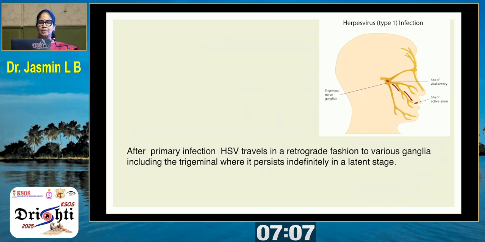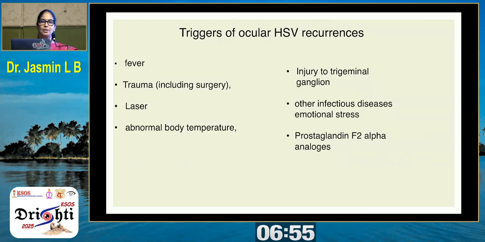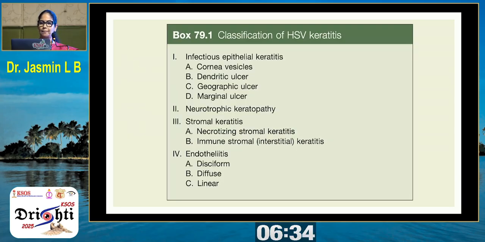After the primary infection, HSV travels in a retrograde fashion to various ganglia, including the trigeminal ganglia, where, when host immunity decreases, reactivation occurs and causes recurrent infection. What we are seeing in our clinics are recurrent infections. Primary infections usually won't seek medical attention. Following some triggering factors, they usually cause recurrences, like fever, cataract surgery, excimer laser, PRP lasers, etc.